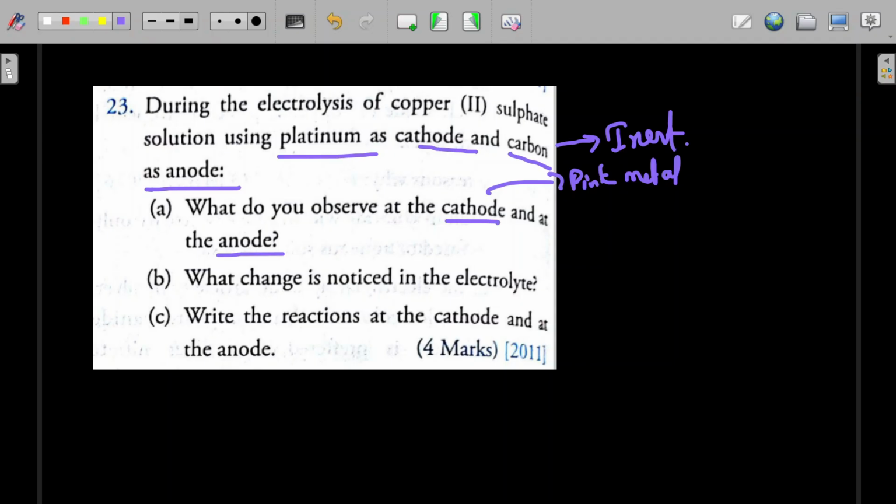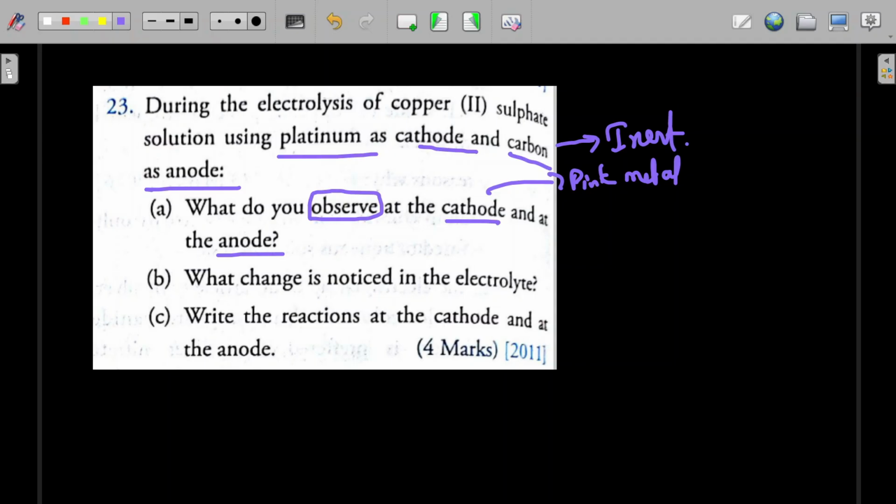What is the product when hydroxide ion is discharged? A colorless gas. Oh, oxygen. Oxygen gas. For oxygen gas you have to write the test, don't write the product. The test is: colorless gas that rekindles a glowing splint.